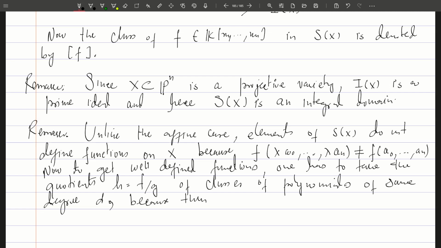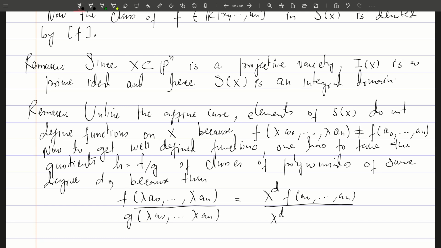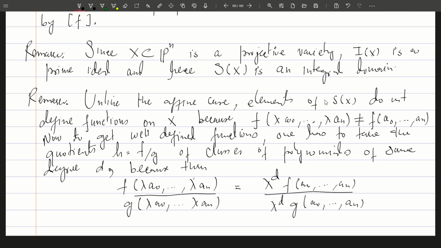Because then if we look at the element f of lambda a naught up to lambda a n over g of lambda a naught up to lambda a n, f and g being homogeneous polynomials of degree d, we get lambda to the power d f of a naught up to a n over lambda to the power d g of a naught up to a n. So this gives us well-defined functions.